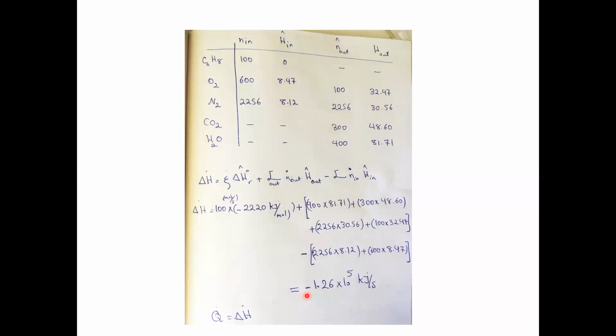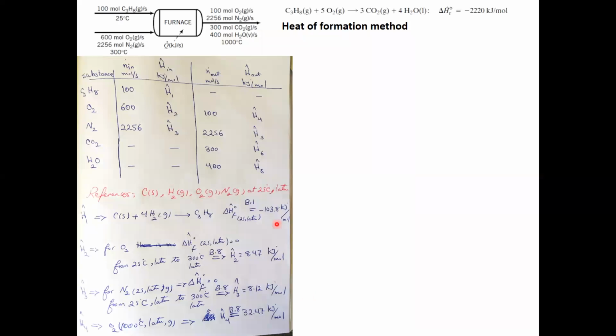What if you want to use the heat of formation method? As you remember, in the final equation of the heat of formation method, there is no heat of reaction involved. We just need the changes of the specific enthalpy of all the components. But the only thing that matters here is what our reference state is. Our reference state, when we are using the heat of formation method, is the elements, in their elemental form at 25 degrees and 1 atmosphere.